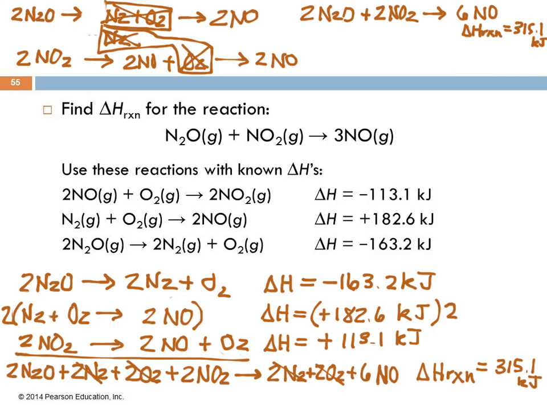So 315.1 divided by 2. For the reaction as written here, delta heat of reaction is 157.6 kilojoules.